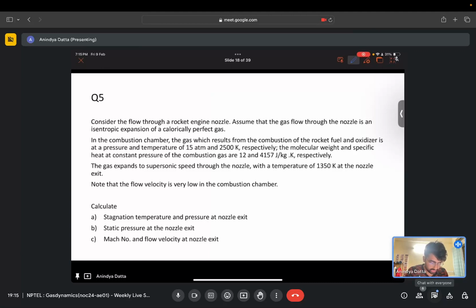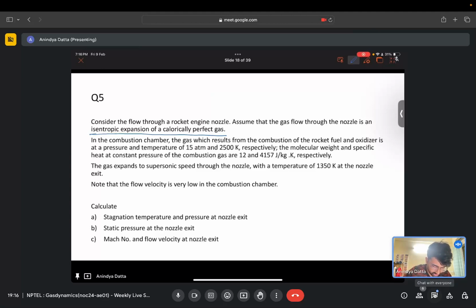Let's look into the next problem. Consider the flow through a rocket engine nozzle. Assume that the gas flow through the nozzle is an isentropic expansion of a calorically perfect gas. As I said, in most of the problems we do, the working fluid is a calorically perfect gas, and here we are considering isentropic expansion. In the combustion chamber, the gas which results from the combustion of rocket fuel and oxidizer is at a pressure of 15 atmospheres and 2500 Kelvin respectively.